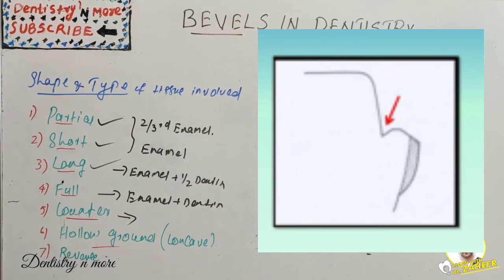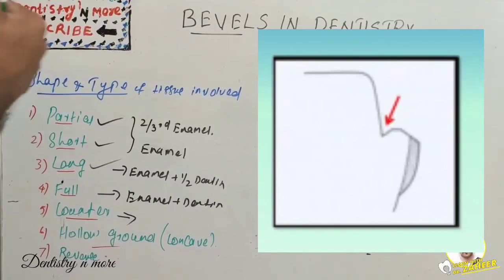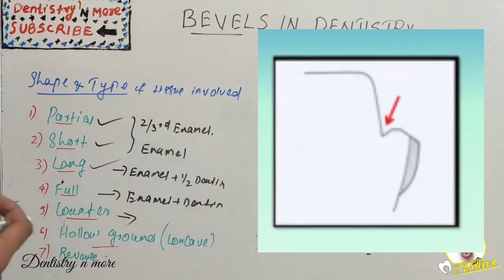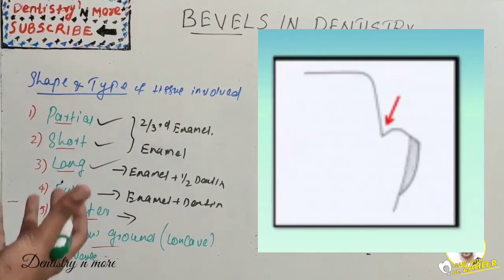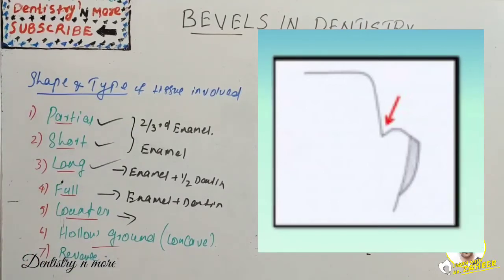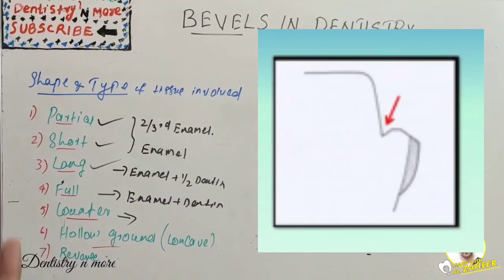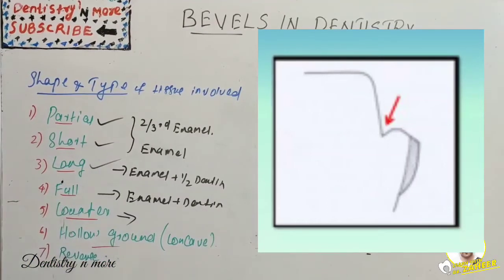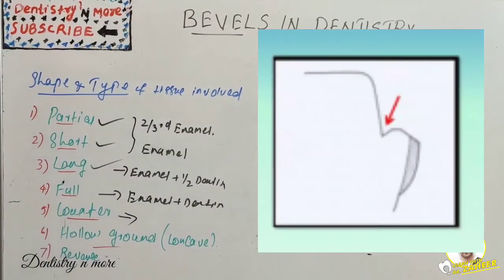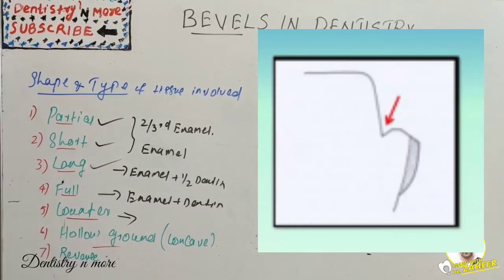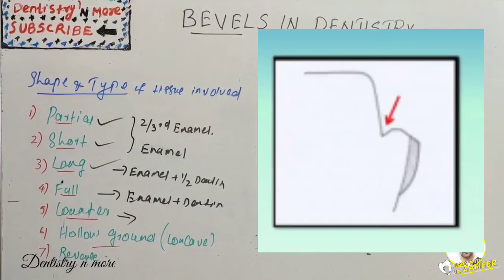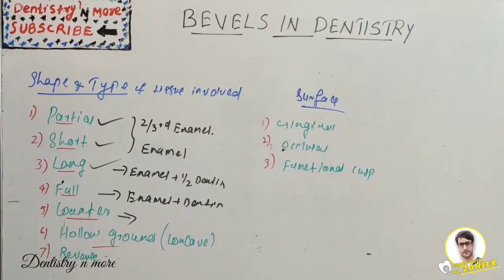This bevel at the gingival wall will prevent tipping movements and the hydrostatic pressure during cementing of a cast restoration, which can produce a rotational displacement of the casting with flat gingival walls. This effect is resisted by the reverse bevel, resulting in even better seating of the cast restoration. So in order to avoid the rotational displacement where we keep flat gingival walls, we create a reverse bevel in order to prevent the tipping movements. So that was about the first classification based on the shape.